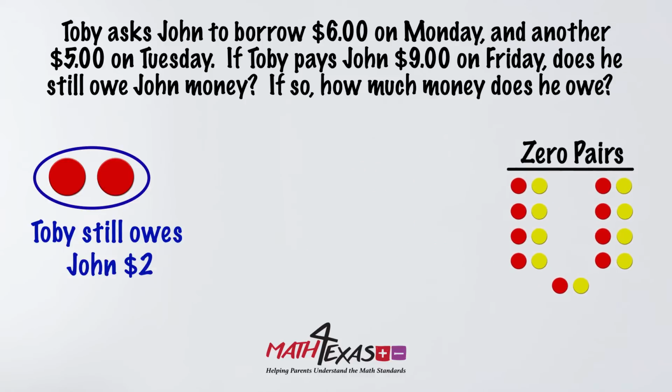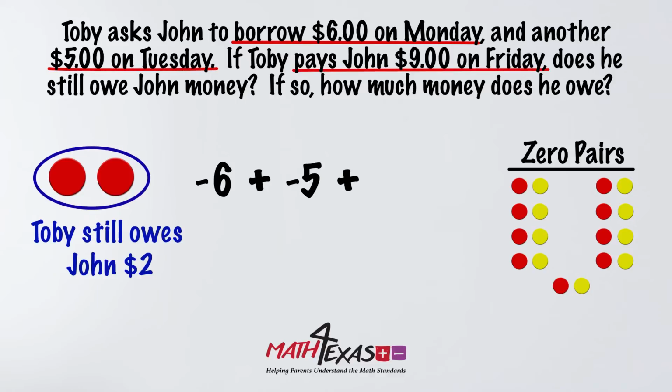The counters model this number sentence. If Toby borrowed $6 and then he borrowed $5 more and paid John back $9, he still owes John $2. -6 plus -5 plus 9 equals -2.